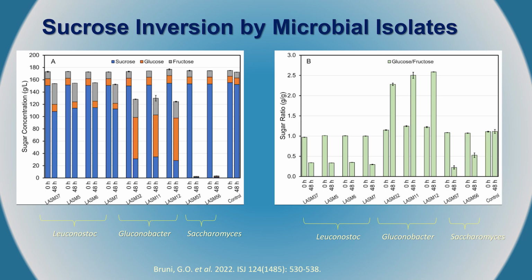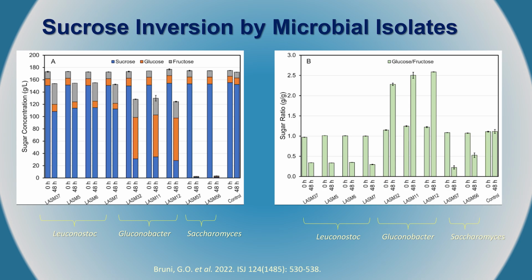And on the other hand, if we look at the Gluconobacter strains, the amount of glucose is much higher than fructose, meaning that these ratios dramatically increase over 2-fold. And this is consistent with what's in the literature about this organism producing levan fructans.